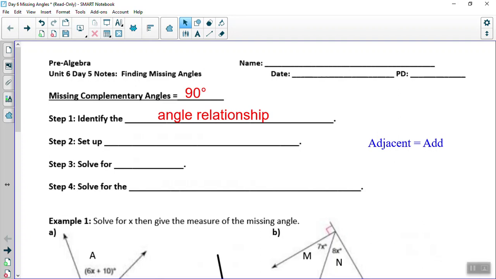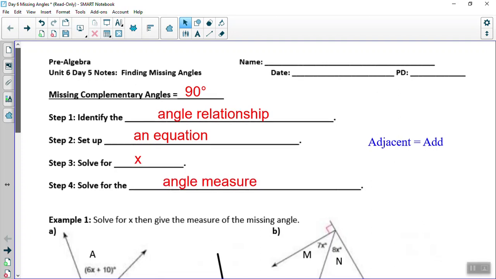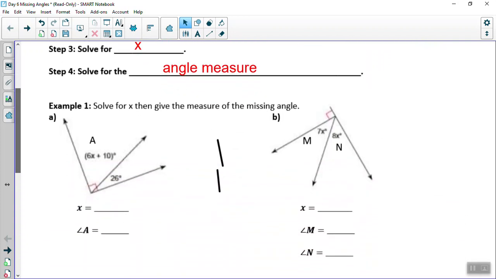So to solve it, we're going to set up our equation, solve for x, and then we're going to solve for the angle measurement that they ask for. Alright, so let's come down and check this out.